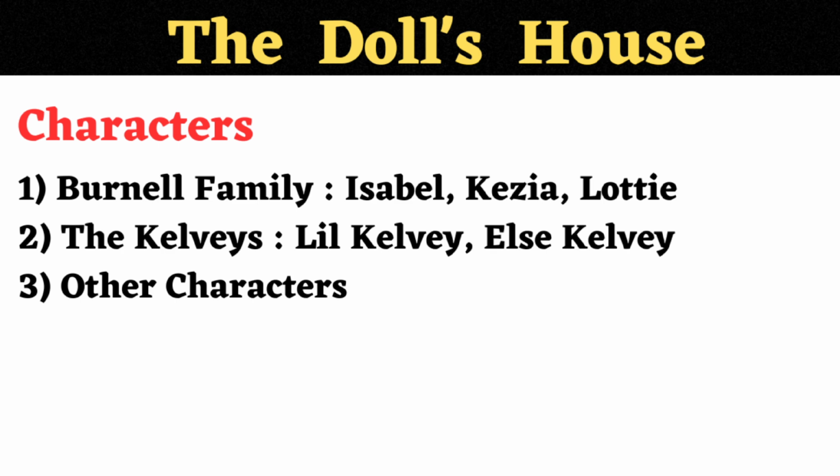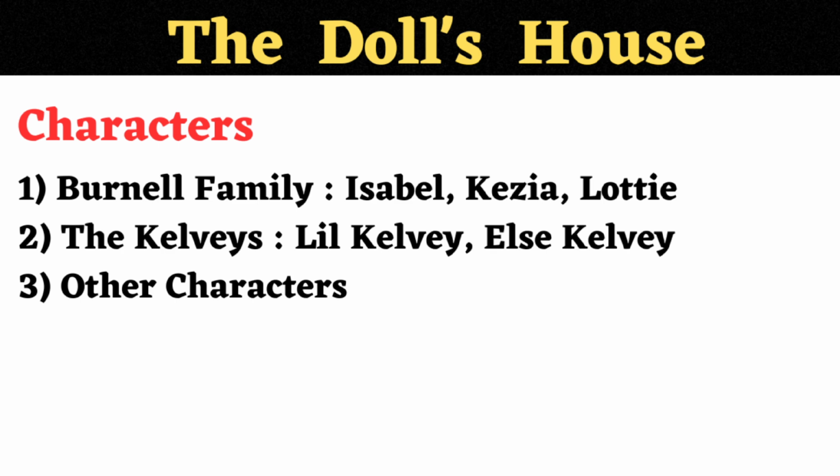Before jumping into the plot summary, let's learn about the characters in this story. First is the Burnell family, which includes three girls. Isabel Burnell, who is the eldest of the Burnell children, is given authority due to her age and social standing. Second is Kezia Burnell, the youngest Burnell child, more empathetic and sensitive than her sisters. And the third is Lottie Burnell, the middle child, who follows her older sister's lead.